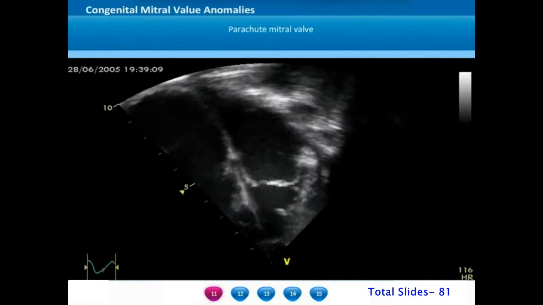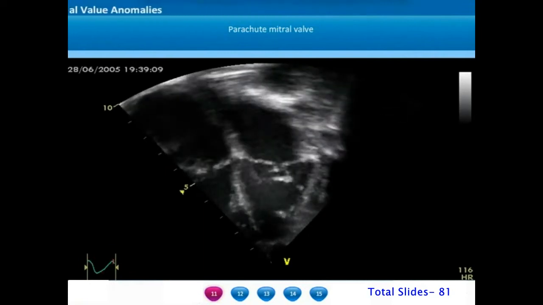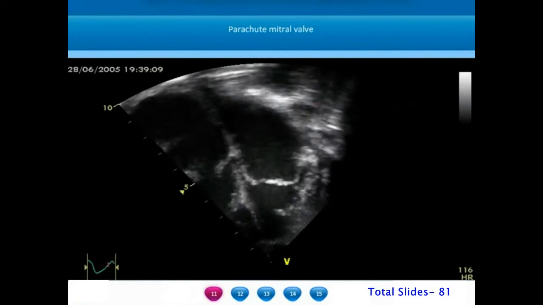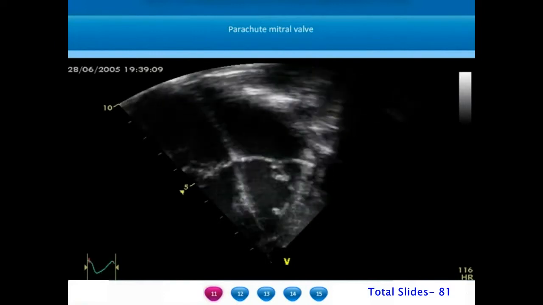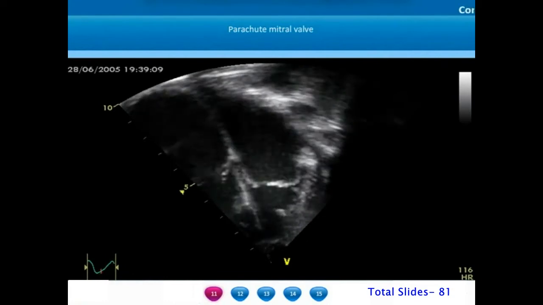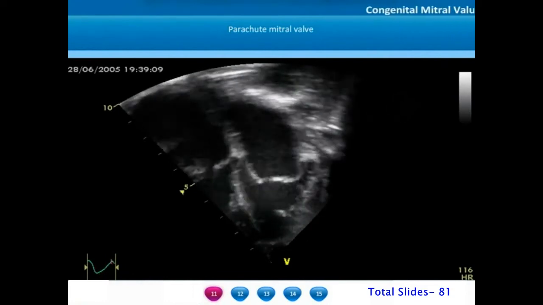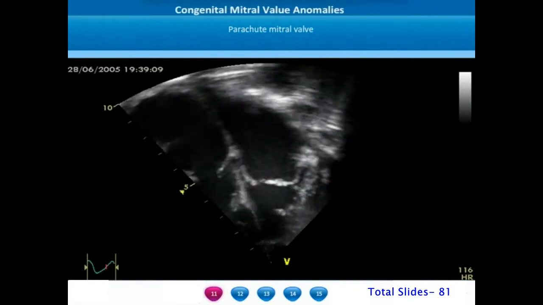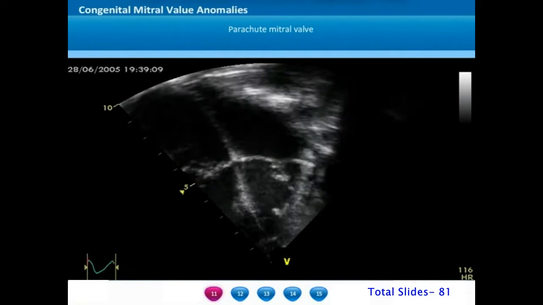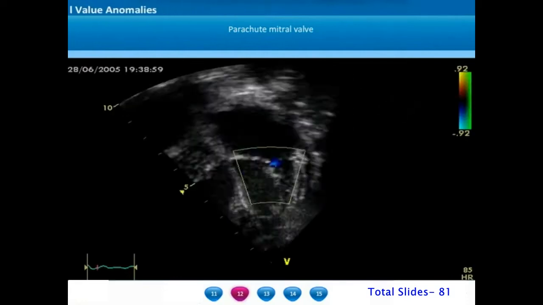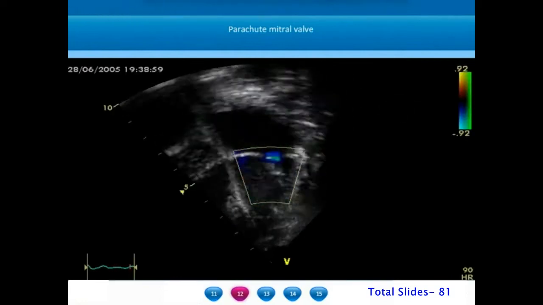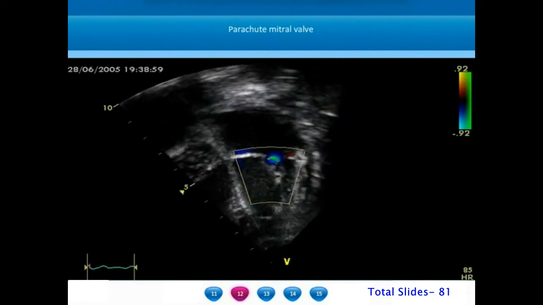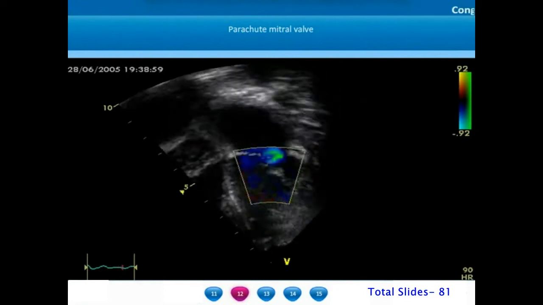Another cause of mitral stenosis is parachute mitral valve. In parachute mitral valve, all the chordae are attached to a single large group of papillary muscle. The appearance of a single papillary muscle with all the chordae converging towards that papillary muscle will appear like a parachute. We can appreciate the mitral inflow gradients on this apical view caused by the parachute mitral valve.